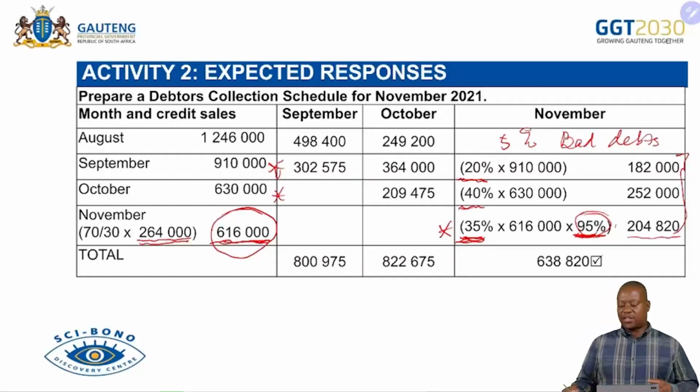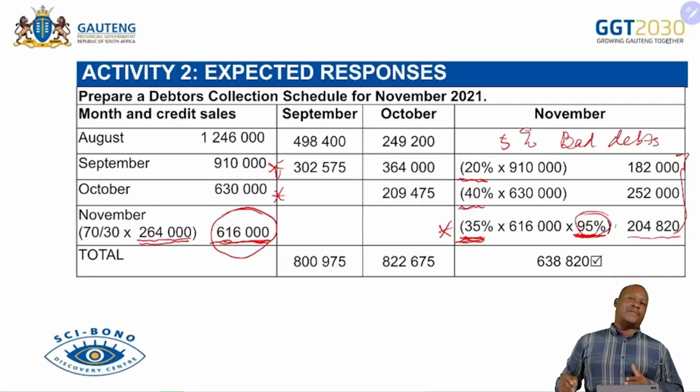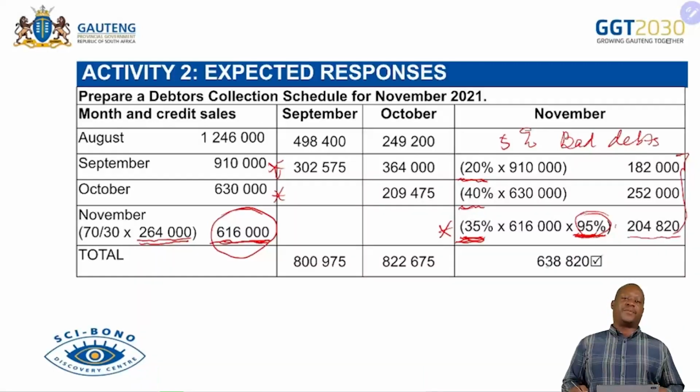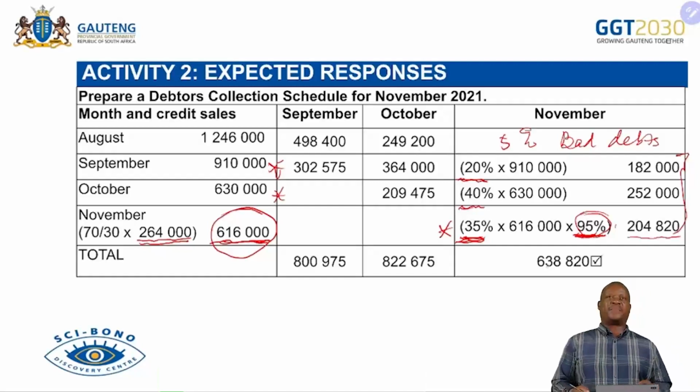So we add 182,000 plus 252,000 plus 204,820 to get a total of 638,820. That is the figure of expected collections in the month of November. And this is the figure that goes to the cash budget as receipts from debtors. Expected receipts from debtors. Hope everything is still going on as expected.